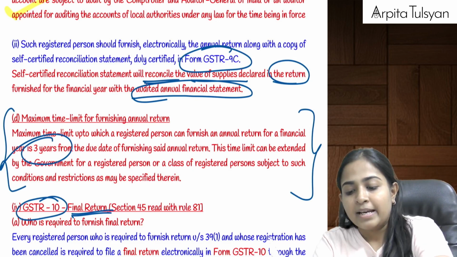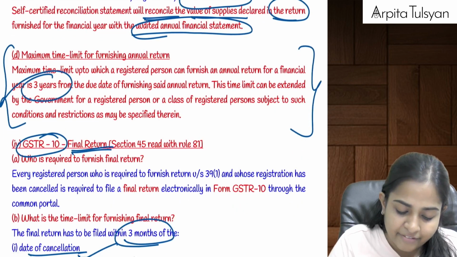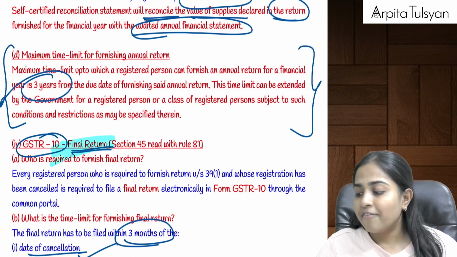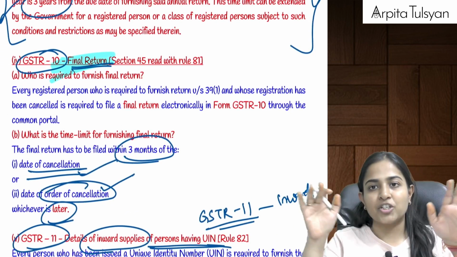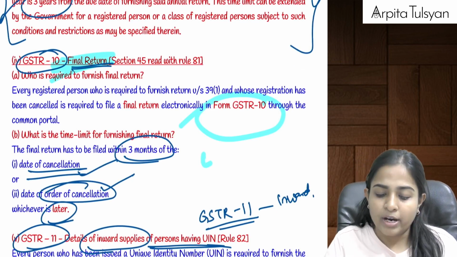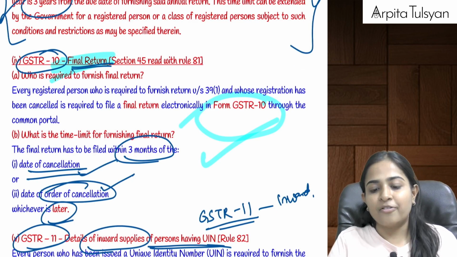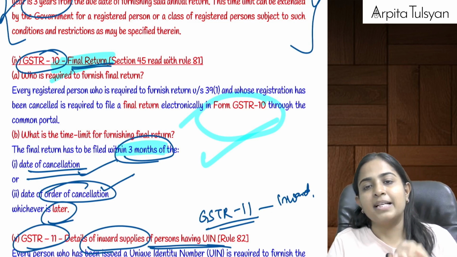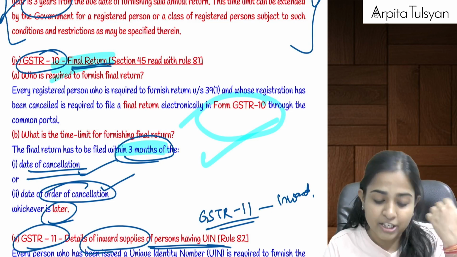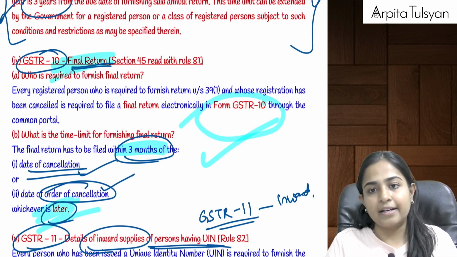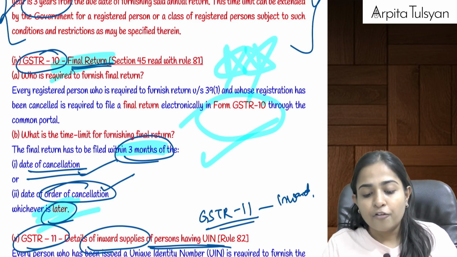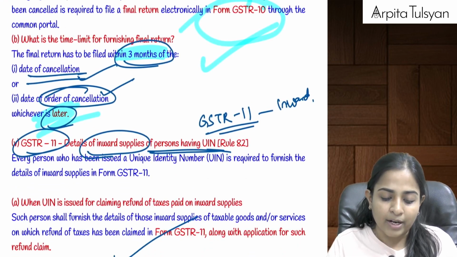Clear till here? Yes. Then the next one, just like we studied about first return, there is something called as final return. Okay, whenever you are cancelling your registration, at that time you have to file a final return in GSTR 10. And that has to be filed within a time period of 3 months from the date of cancellation or from the date of cancellation order, whichever is later. Okay, but this has been tested many times. This is important. Final return, form number GSTR 10 that we are required to file.